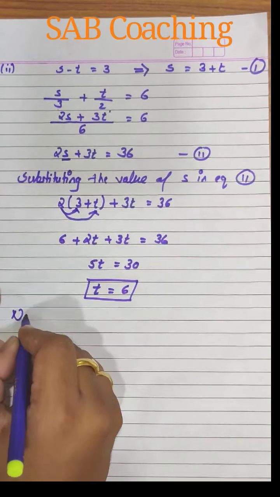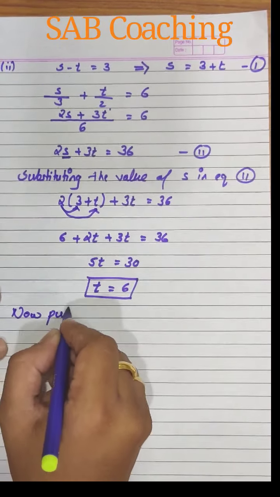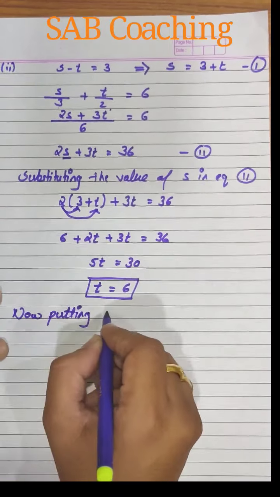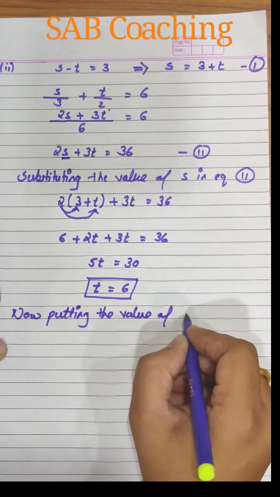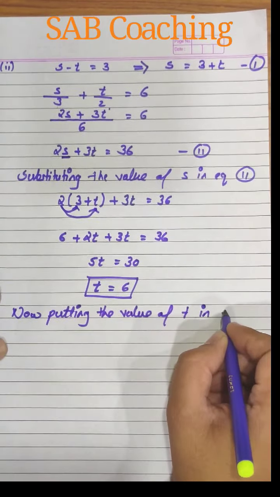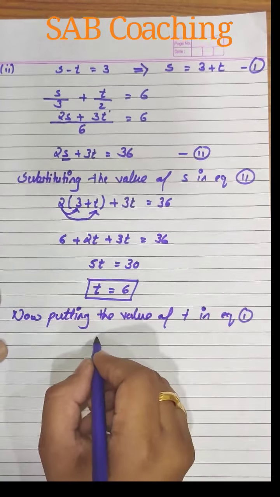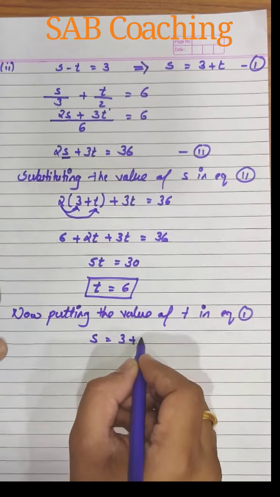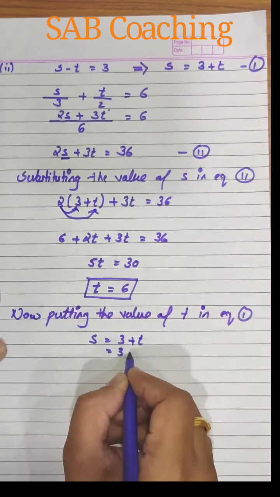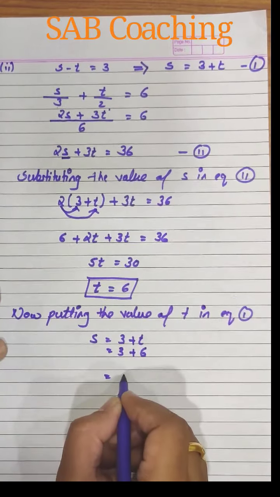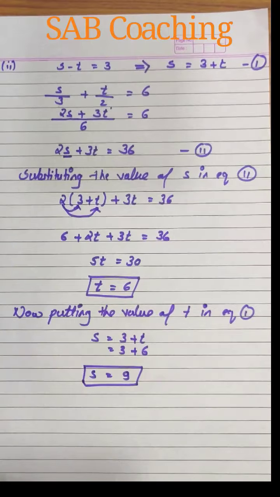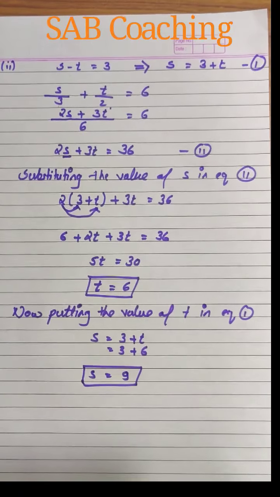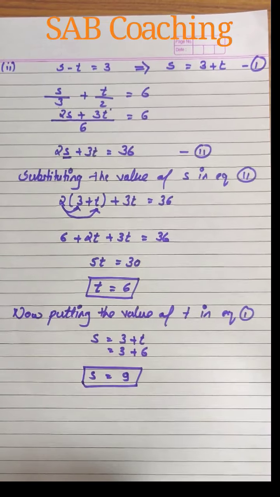So now, putting the value of t in equation 1. So what you will get, s is equal to 3 plus t. So 3 plus 6, you will be getting 9. So the value of s you got is 9. Is that clear? It is very simple. Only substitution, we are going to solve a pair of linear equations.